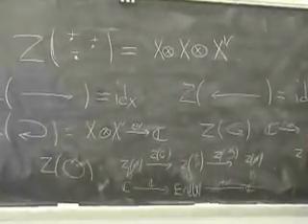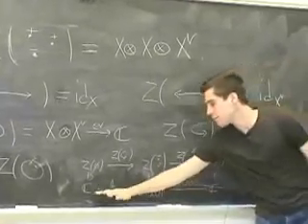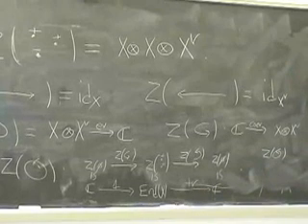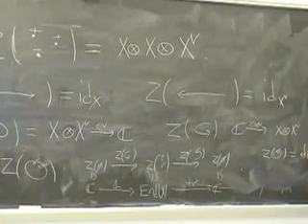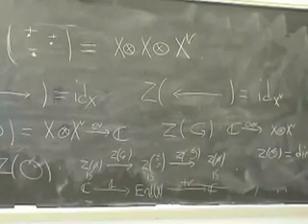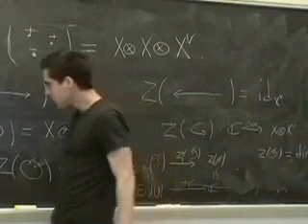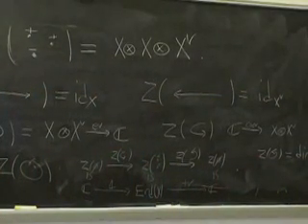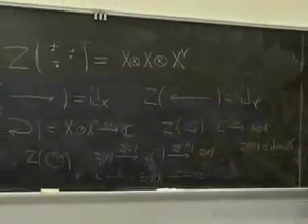So then what is Z of a circle? Well, it's what I get when I compose the unit with the trace. In other words, what I get when I take the trace of the identity matrix, and the trace of the identity matrix is just the dimension of x. So to summarize, just knowing this vector space x, we can figure out what this field theory is going to have to do on everything else.